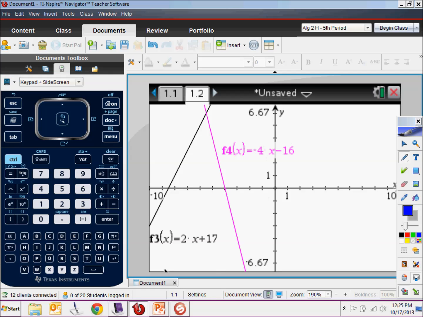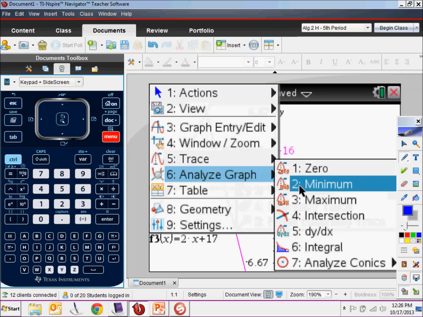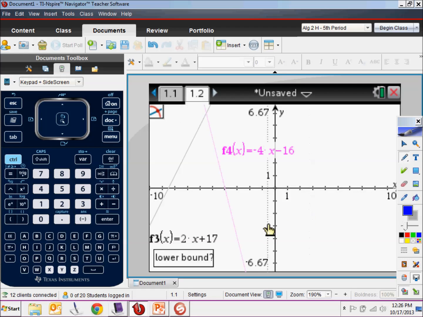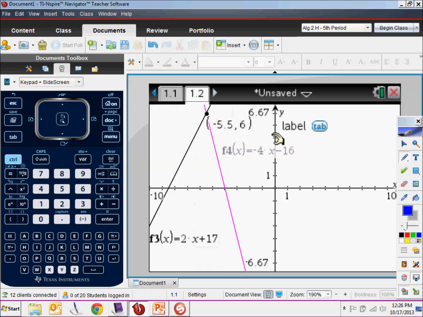How do I find the point of intersection? Menu 6, 4. Lower bound means I go to the left of the point. Upper bound means I go to the right. So where is my intersection?